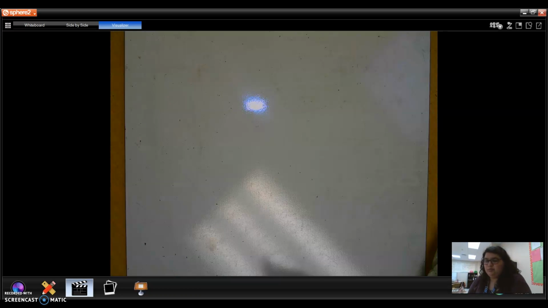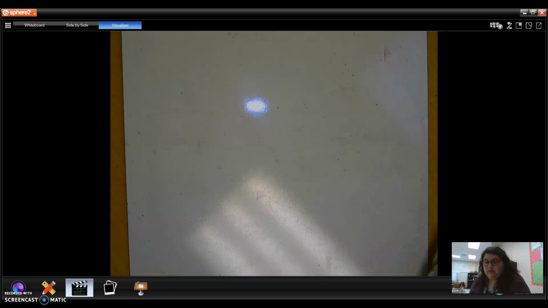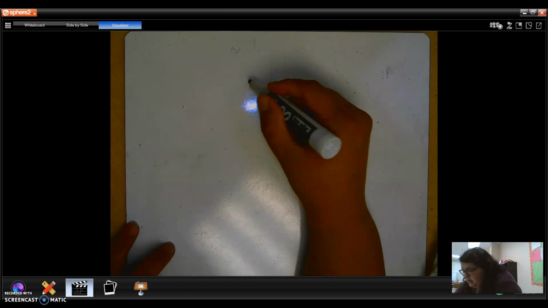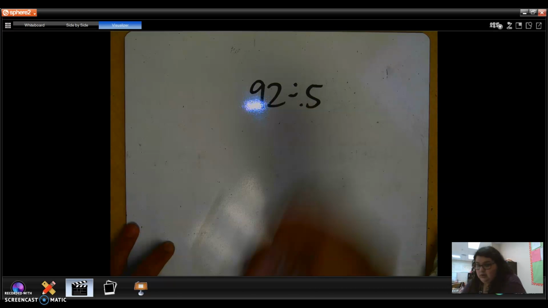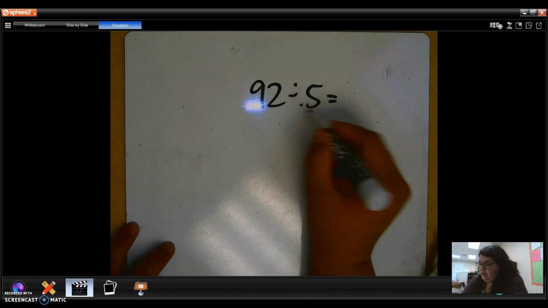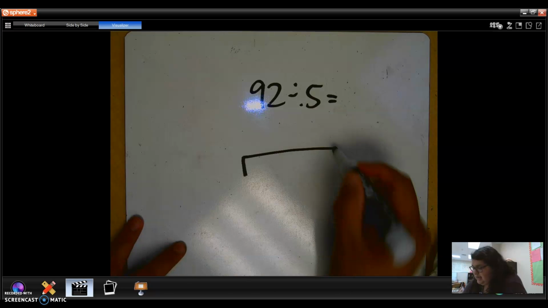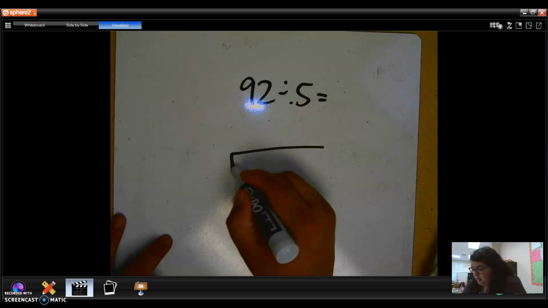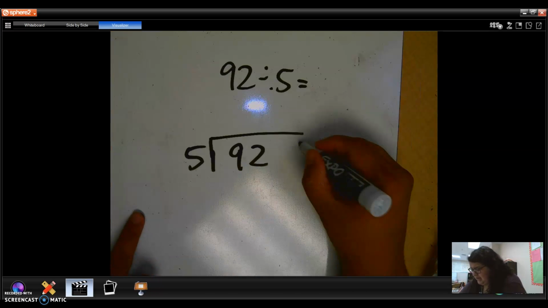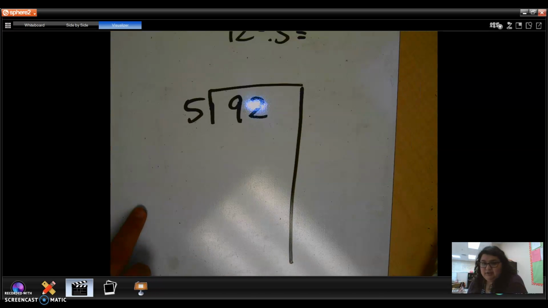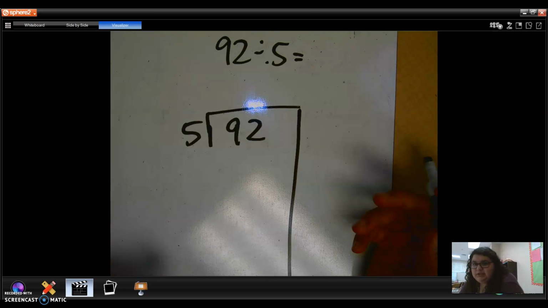Okay, so partial products, or the big 7. Say, for example, we're dividing 92 divided by 5. You have 92 as your dividend, 5 as your divisor, and you're going to set it up like a division problem, right? 92 is the dividend, 5 is the divisor, but you're going to make kind of the shape of a 7.